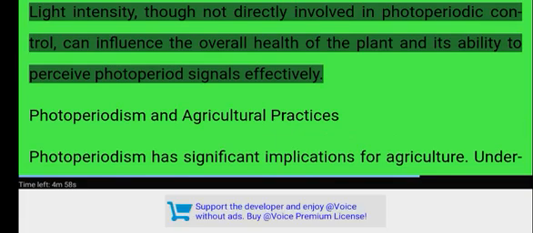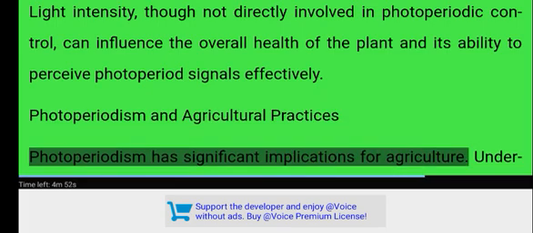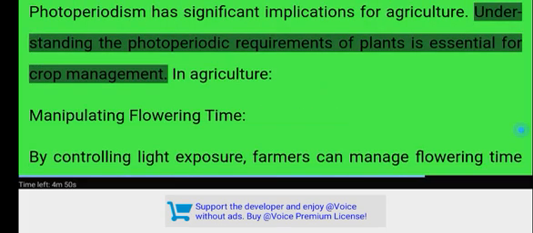Light intensity, though not directly involved in photoperiodic control, can influence the overall health of the plant and its ability to perceive photoperiod signals effectively. Photoperiodism and agricultural practices. Photoperiodism has significant implications for agriculture. Understanding the photoperiodic requirements of plants is essential for crop management.